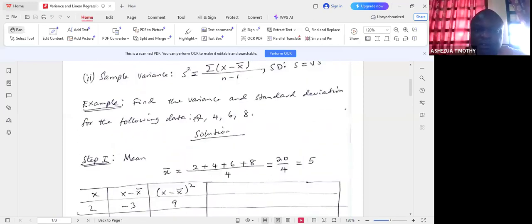This data is not grouped, because a grouped data is such that, for instance, if I have 2 here, we'll need frequency, and under frequency I'll put 2. If I wish to group this data the way it is, as I write 2, I'll put 0 as the frequency. As I write 4, I'll put 0. Write 6, I'll put 0. Write 8, I'll put 0.